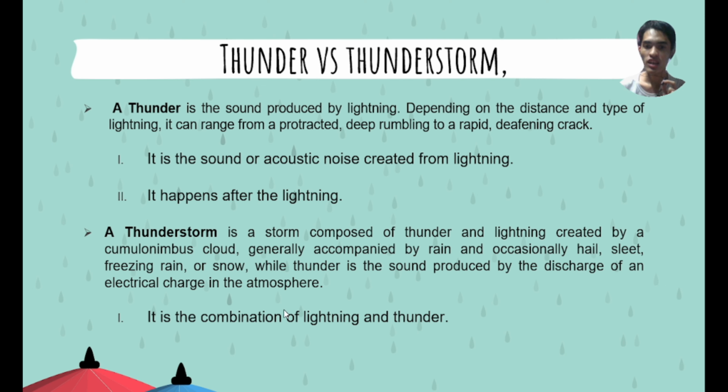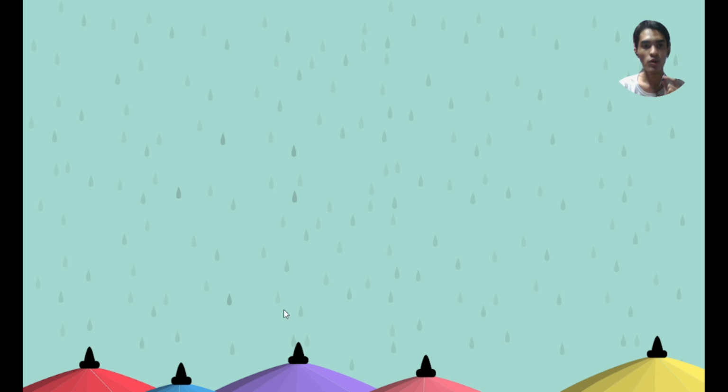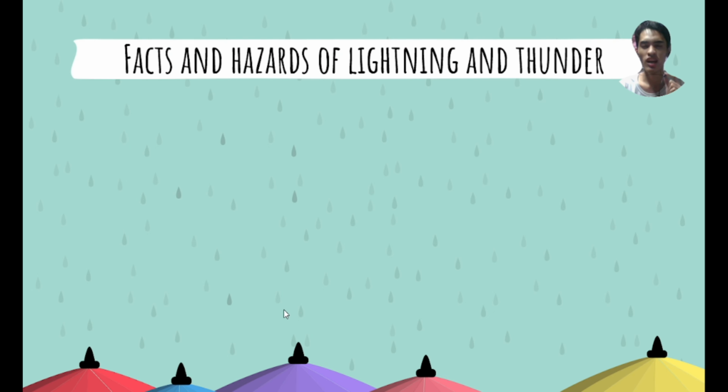In essence, a thunderstorm is a combination of lightning and thunder, meaning there is lightning and thunder happening at once. Moving forward, we have the facts and hazards of lightning and thunder.